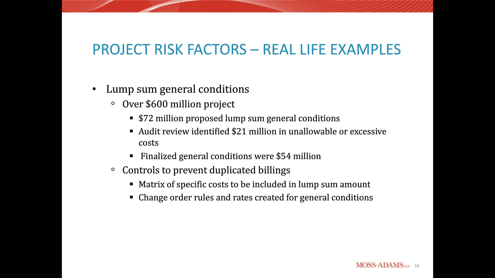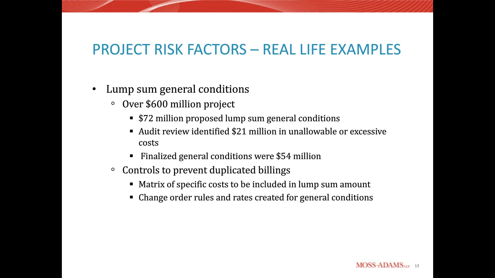So they actually brought Moss Adams in to do an audit. We reviewed the general conditions. We identified $21 million of unallowable or excessive costs. Now, some of those costs we said should be considered direct cost items and not part of the lump sum general conditions. The final general conditions was $54 million, so it was an $18 million adjustment.